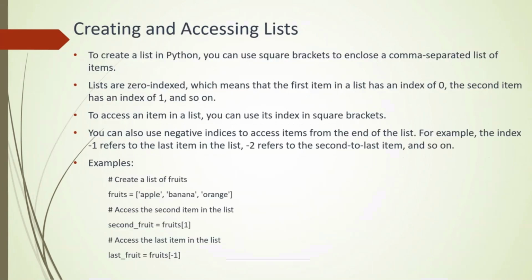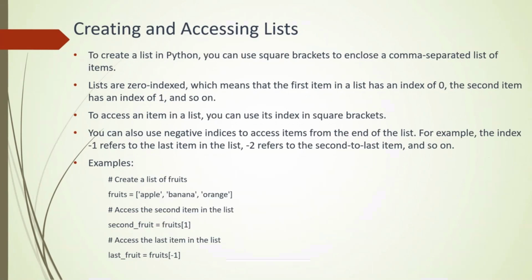In Python, you can create a list by enclosing a comma-separated list of items in square brackets. Lists in Python are zero-indexed, which means that the first item in the list has an index of 0, the second item has an index of 1, and so on. To access an item in the list, you can use its index in square brackets. You can also use negative indices to access items from the end of the list. For example, the index -1 refers to the last item in the list, -2 refers to the second to last item, and so on.